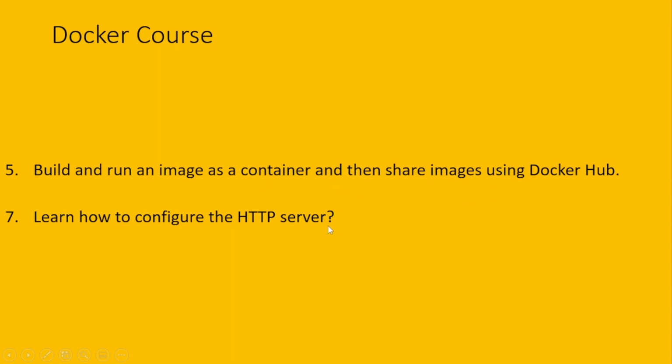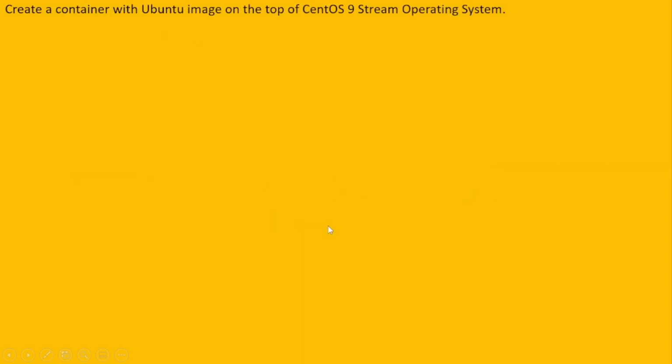In these topics, we have subtopics. So our first topic is create a container with Ubuntu image on top of CentOS 9 operating system. It means we can create different operating system containers. The second topic would be how to create Apache web server.